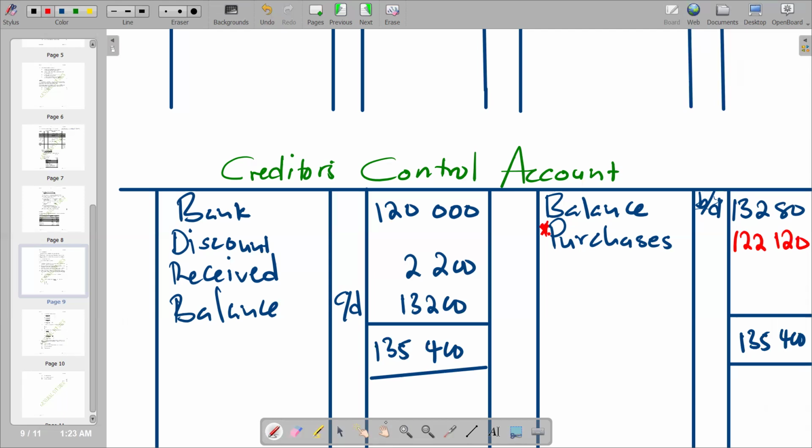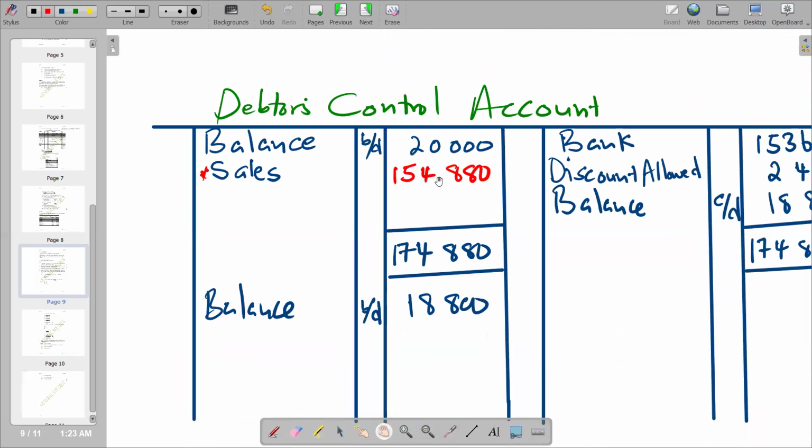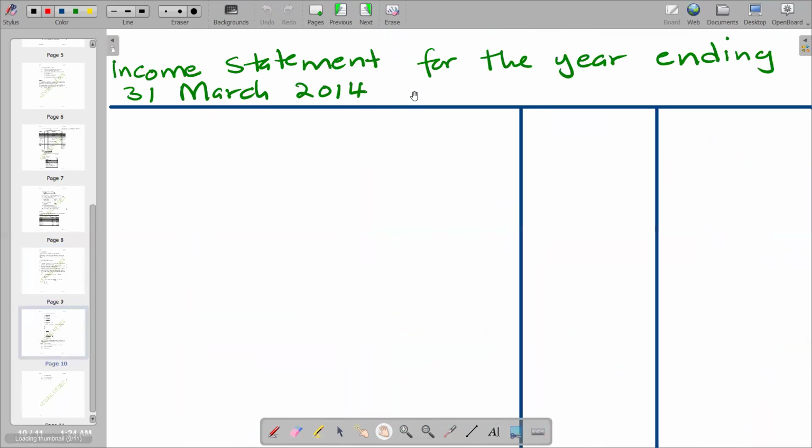So we have found the missing figures since we have got incomplete records. We've got the purchases that we found in the creditors control account, and also we've got our sales of 154,880, both of which we are going to use in the income statement. So with that, we can now proceed to the next statement, which is the income statement for the year ending 31 March 2014.